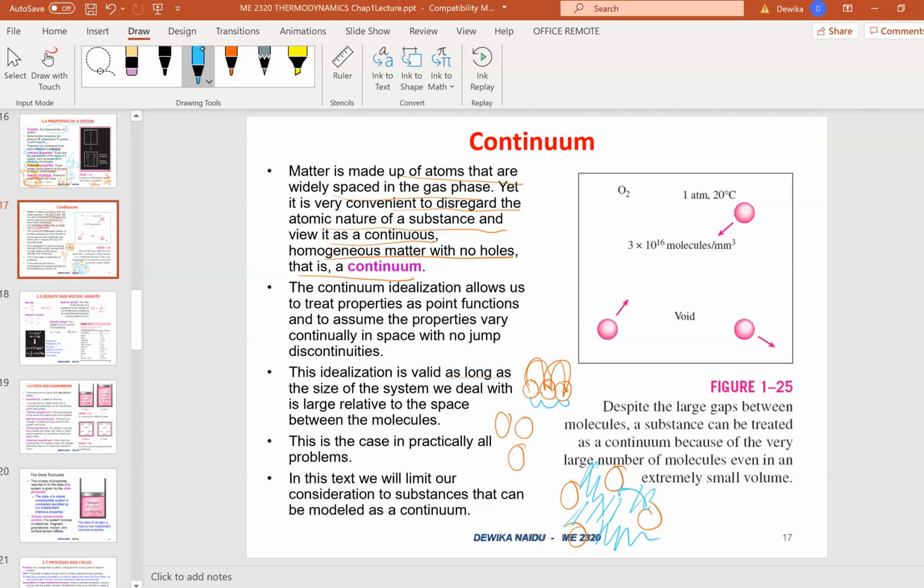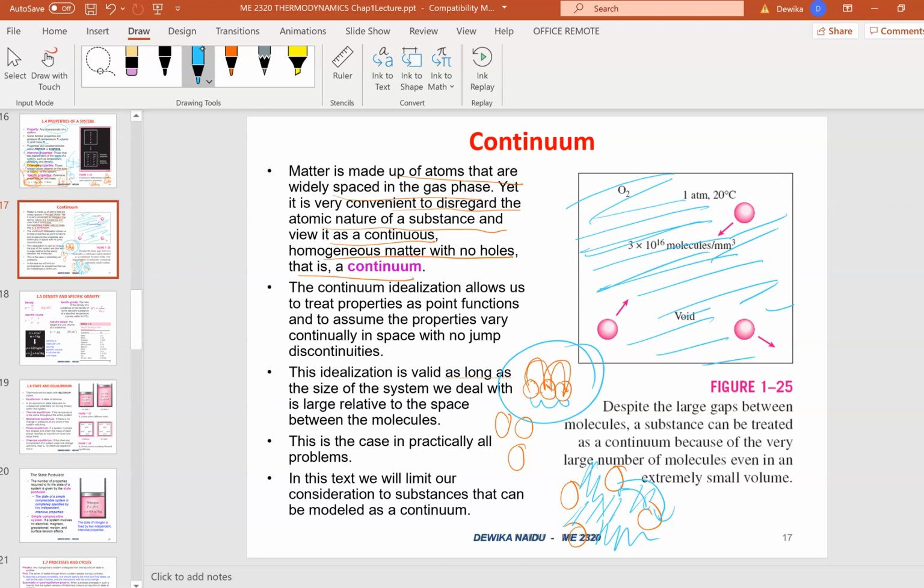Which means if there is a heat transfer or energy transfer, it is transferred as if it's transferred like in the solid phase. Okay, so that is the continuum theory, where we assume that there is no gap between the molecules. There is no gap between the molecules. Okay, so I hope you understand that.